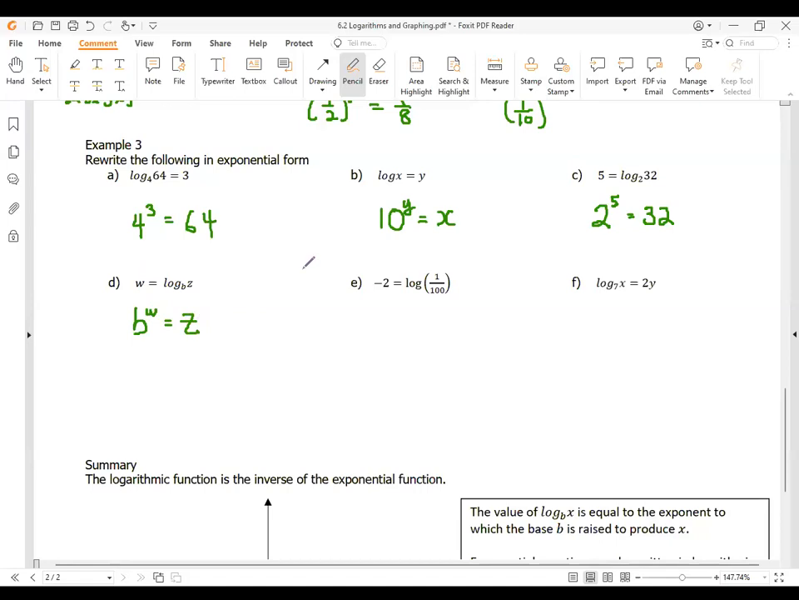Is there an easy way, like a jingle that we can say to make things easier? Base was 2, the exponent was 5, and the answer was 32. Base was b, exponent was w, answer is c. Base was 10, the exponent was 2, the answer was 1 over 100. Base was 7, the exponent was 2y, so the answer must have been x.